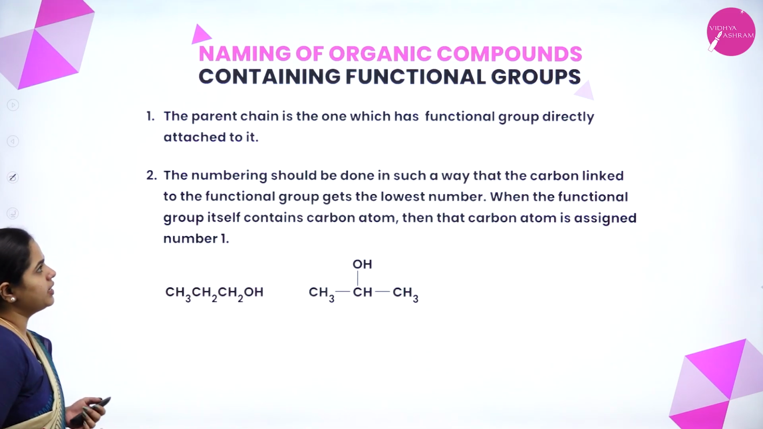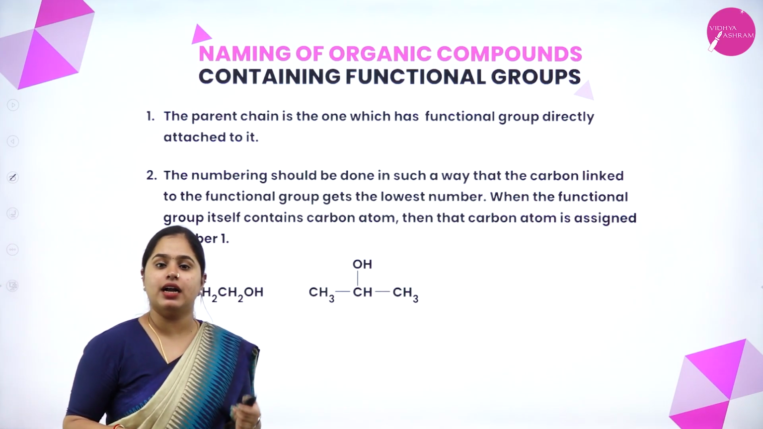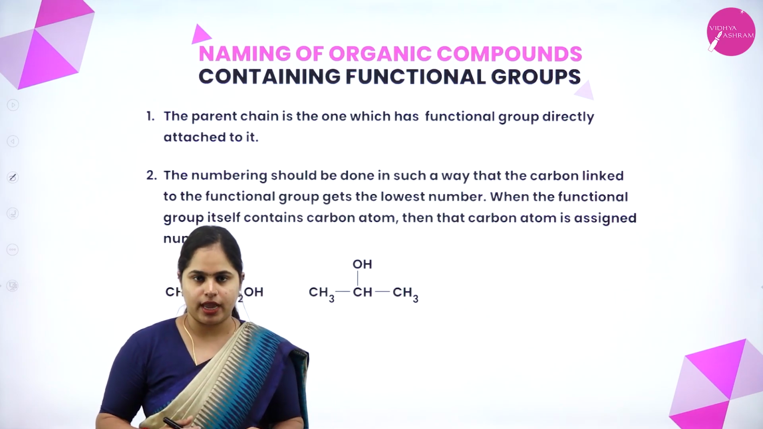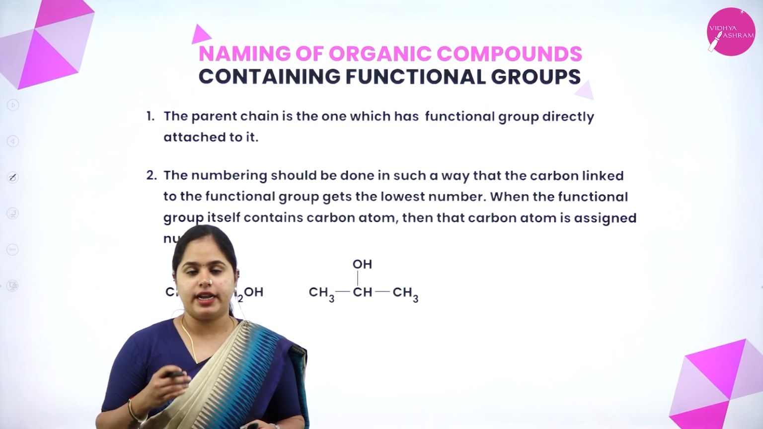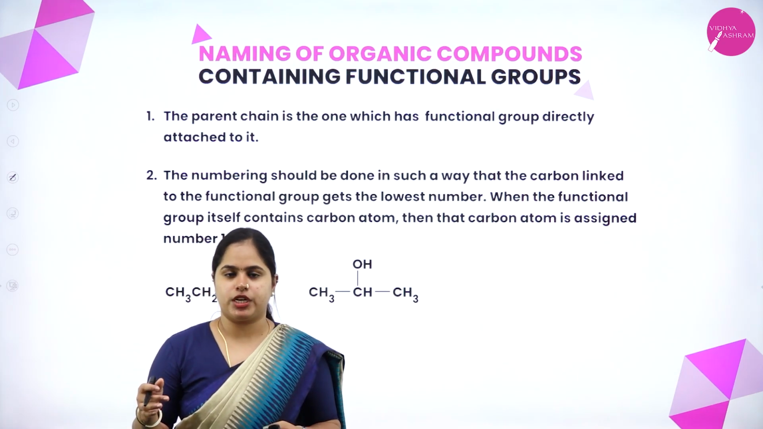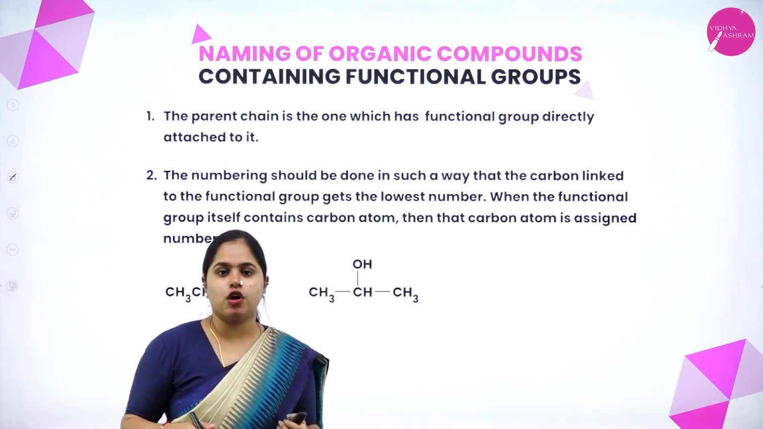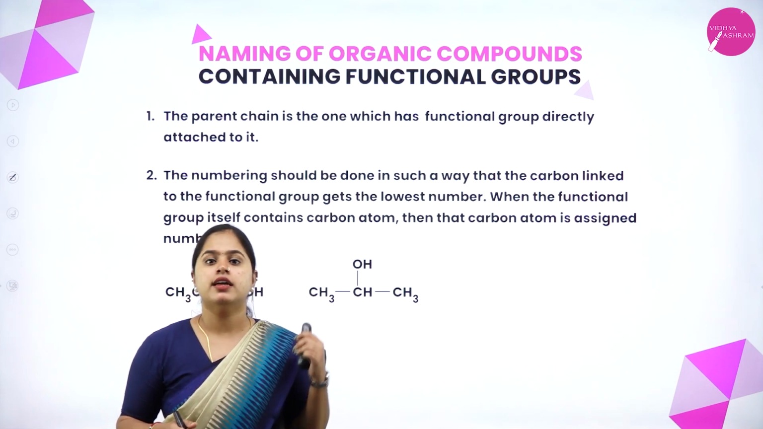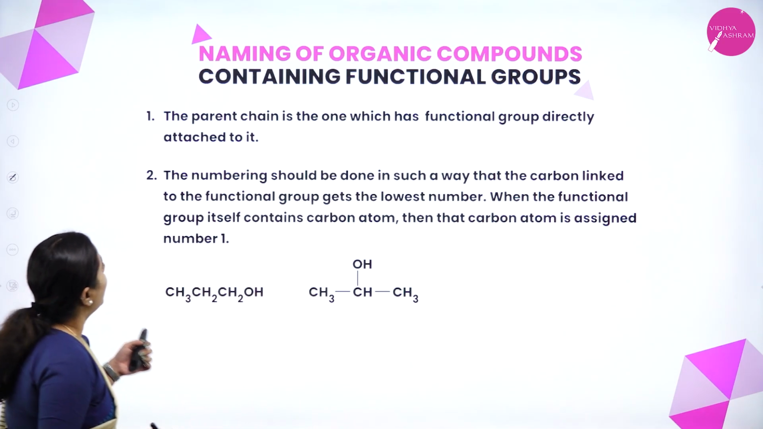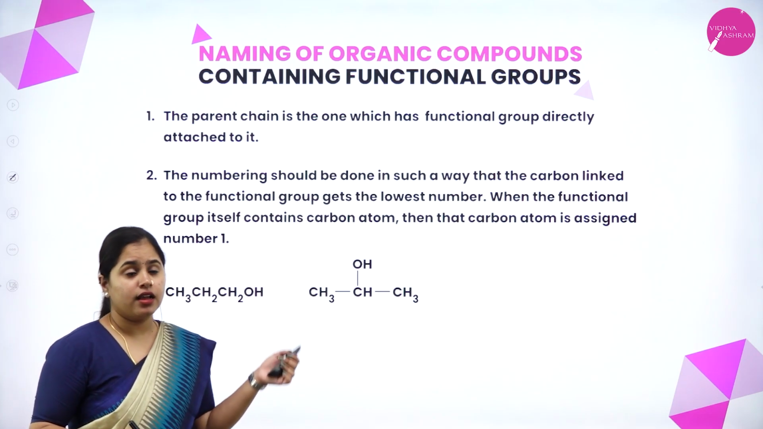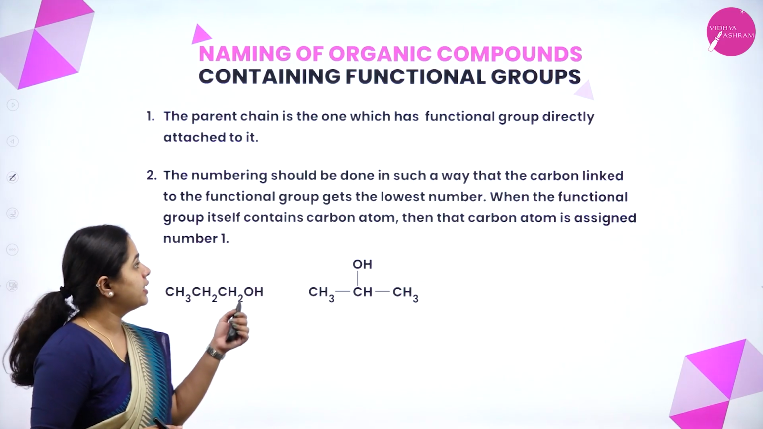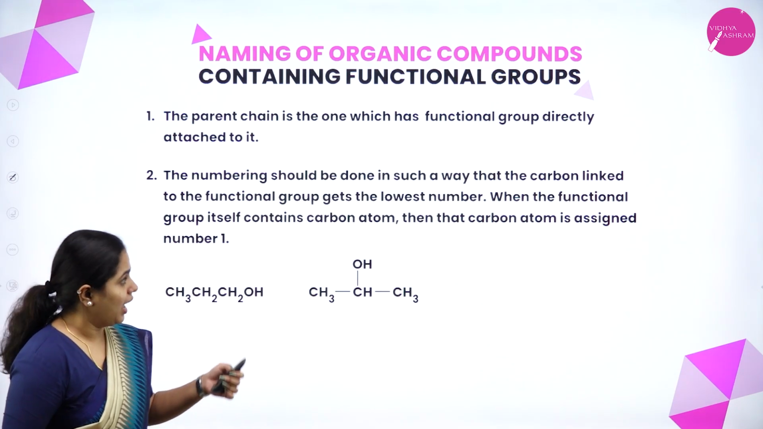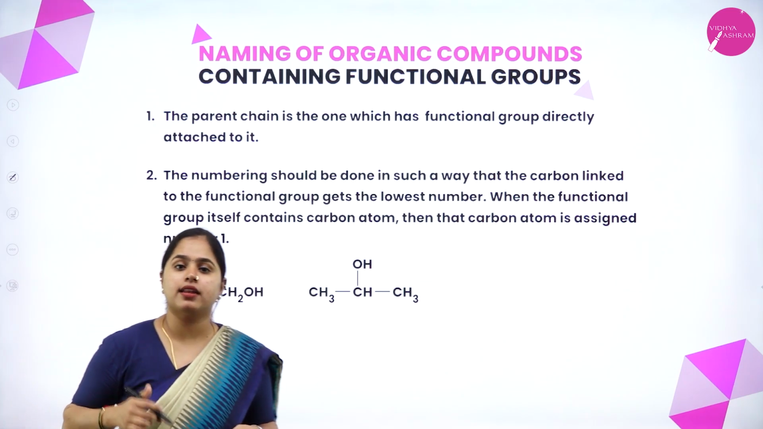The parent chain is the one which has the functional group directly attached to it. As we studied in the rules for naming organic compounds, first we have to identify the longest continuous carbon chain, which is called the parent chain. In the case of organic compounds containing functional groups as well, the parent chain should contain the functional group, right? And the numbering should be done in such a way that the carbon linked to the functional group gets the lowest number. And when the functional group itself contains a carbon atom, then that carbon atom is assigned number 1.